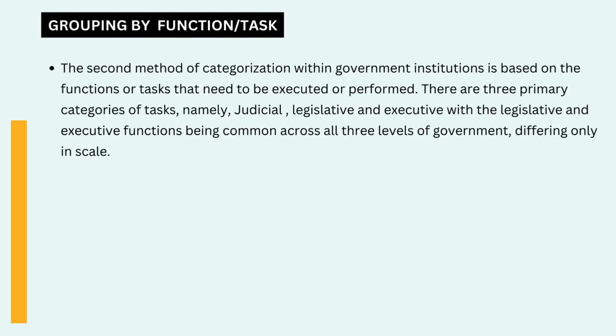Grouping by function or task. The second method of categorization within government institutions is based on the functions or tasks that need to be executed or performed. There are three primary categories of tasks, namely judicial, legislative, and executive, with the legislative and executive functions being common across all three levels of government, differing only in scale. Let's look at each task category in detail.